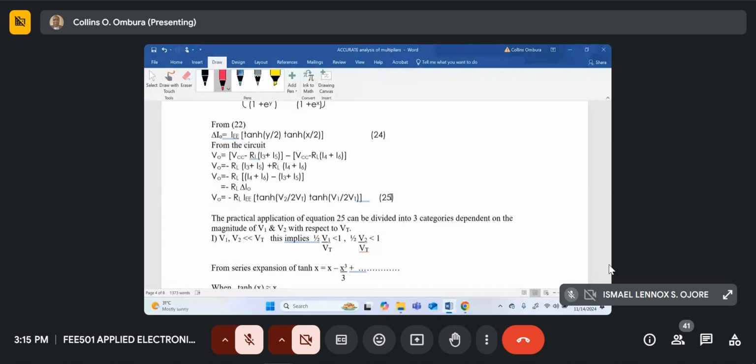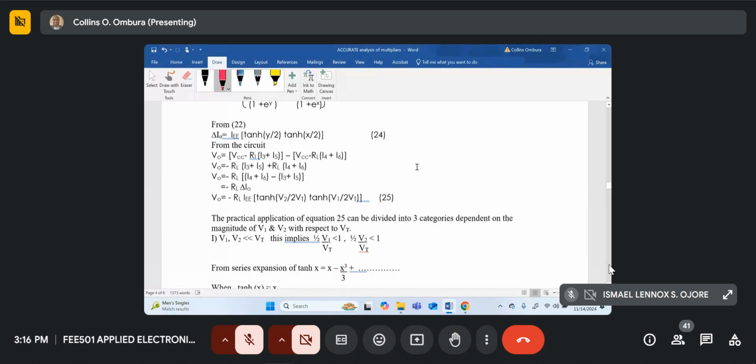In the next class, we'll consider these 3 categories of how the output changes for various values of V1 and V2. You can go and do this 24 to 25. They're just obtaining the output. Remember, the output is just the drop across the first resistor minus the drop across the second resistor. And I don't want to waste time on that one. So I hope that is okay. So we can stop over there for today.